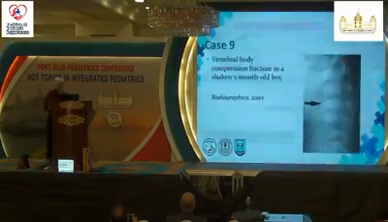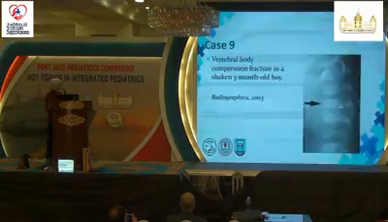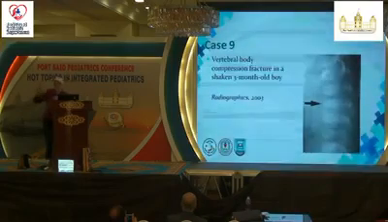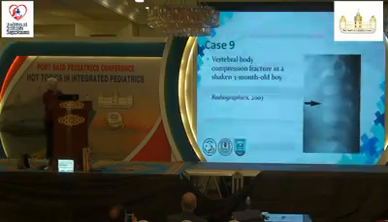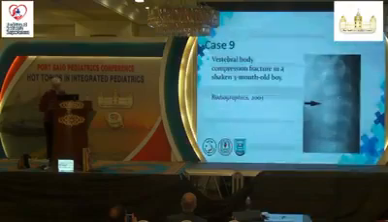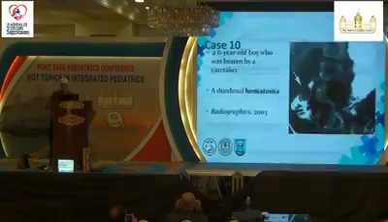Okay. This is a wedge fracture. Can you imagine that this is because of shaking of the baby? Just the shaking of the baby made this wedge. Okay, look at the normal vertebral bodies here, and this is the wedged fracture. So this is very dangerous.